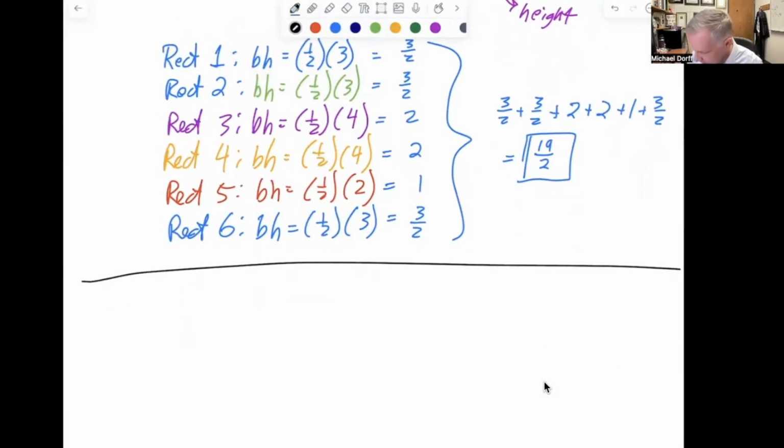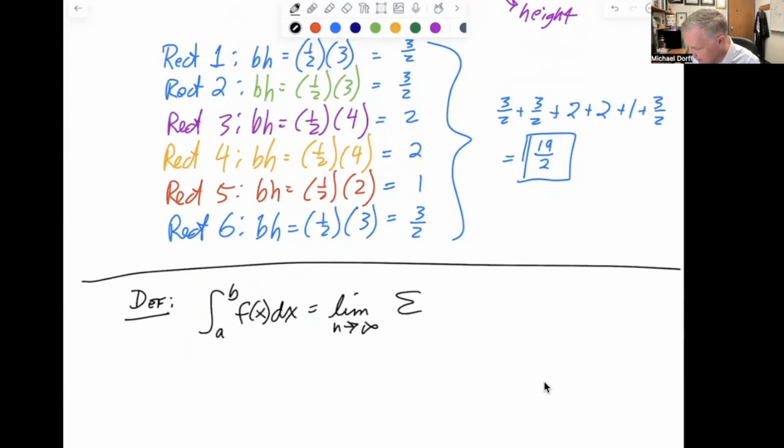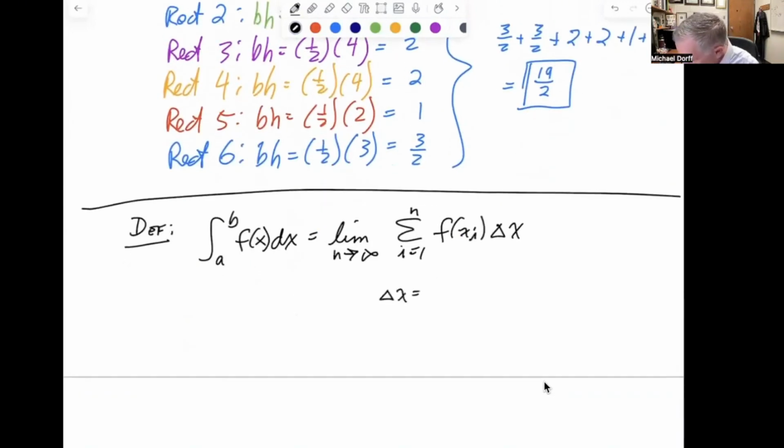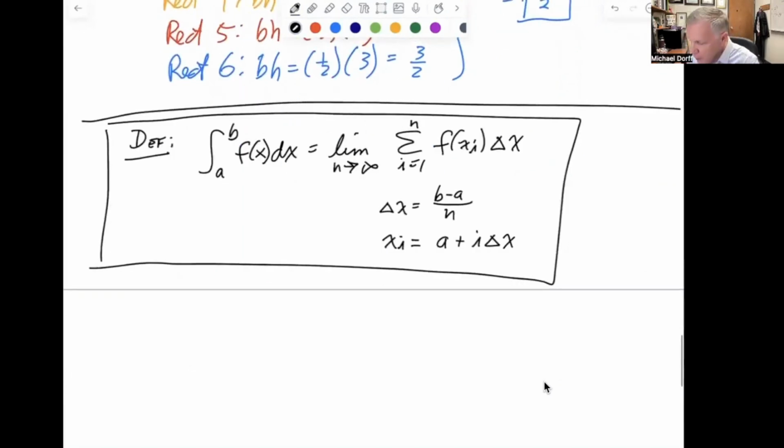Let's go back to the definition of the integral. So the definition of the integral, which was the integral from a to b of f of x dx, can be written as the limit, as n goes to infinity, of the sum i equals 1 to n of f of x sub i delta x, where we remember that delta x equals b minus a over n, and x sub i equals a plus i delta x. Okay, there's the definition. Now we're going to use that to go back and forth between Riemann sums and integrals. So here's an example.